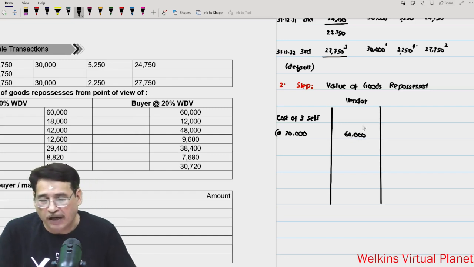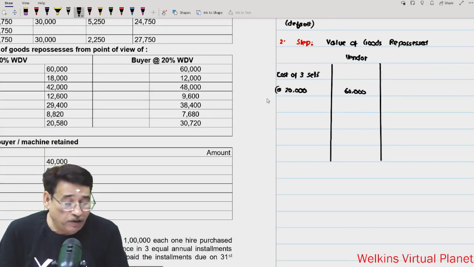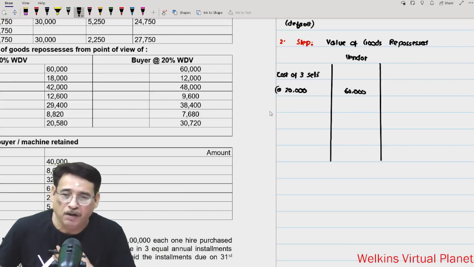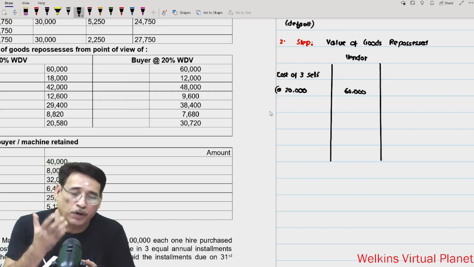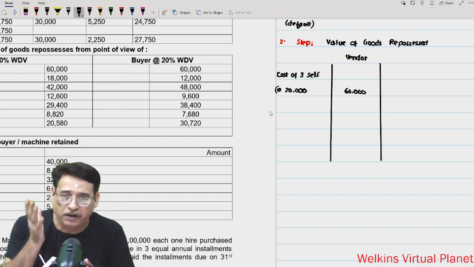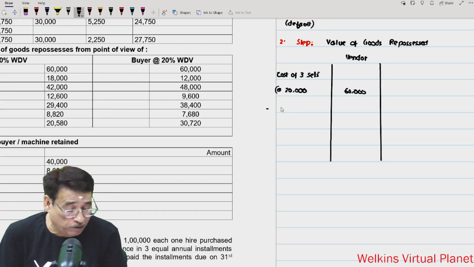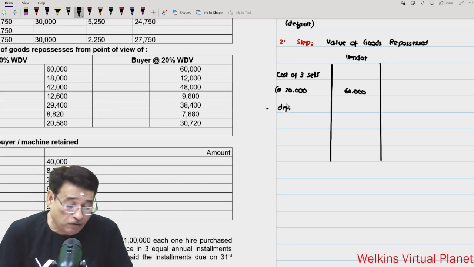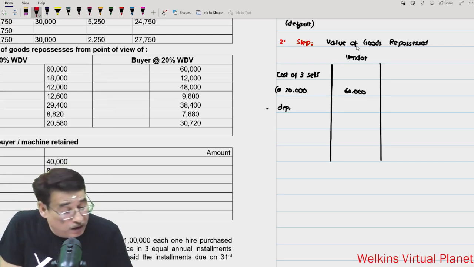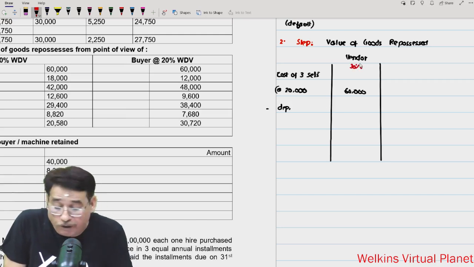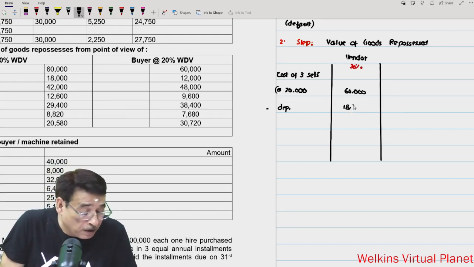Now vendor is taking back these three sets, correct? Now vendor will tell the seller, whatever may be your depreciation policy, I'm least concerned with that. In my opinion, my depreciation policy is 30%. So I'm going to apply the 30% rate to determine the value of these three sets after 3 years, because repossession is taking place at the end of the third year. So now vendor will charge the depreciation. Remember one thing, the rate of depreciation of vendor is 30%. I am writing here so that you should not have any confusion. Is it clear to you or not? So what will be the 30% of 60,000? That is equal to 18,000.